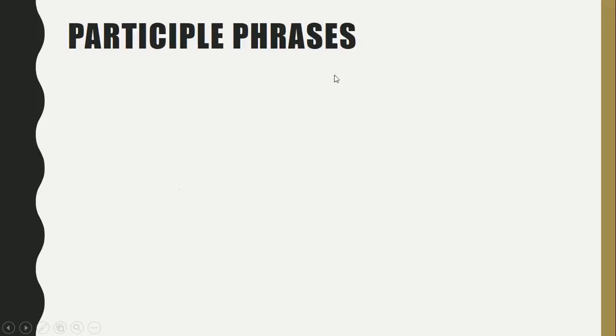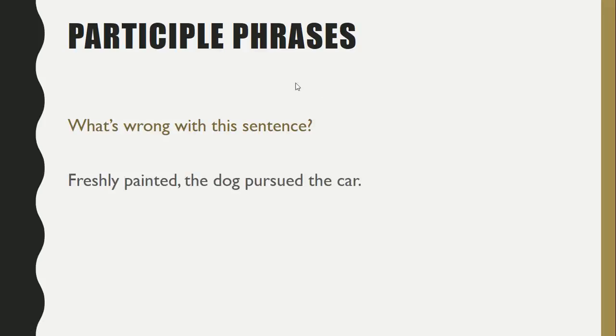Okay, participle phrases, those can be misplaced as well. What's wrong with this sentence? Freshly painted, the dog pursued the car. Well, freshly painted is our participle phrase, and it is right next to the dog. It looks like the dog was freshly painted. Now, there's some dog owners out there that do some weird things, but I don't think they painted the dog in this case.